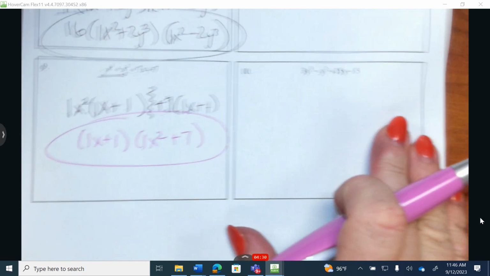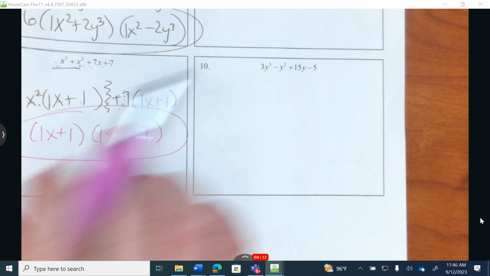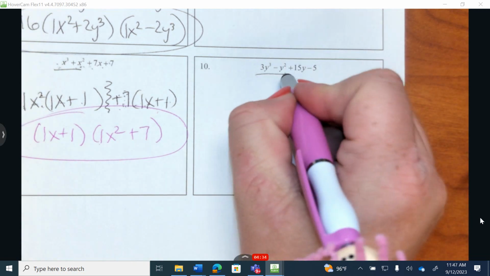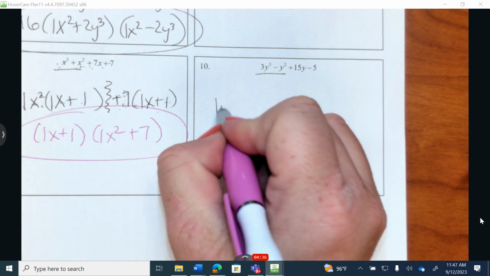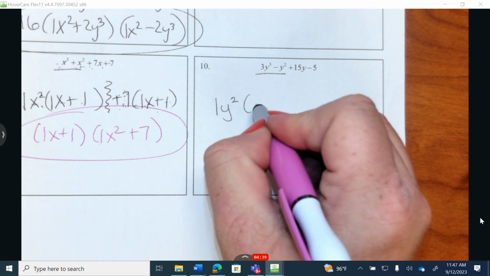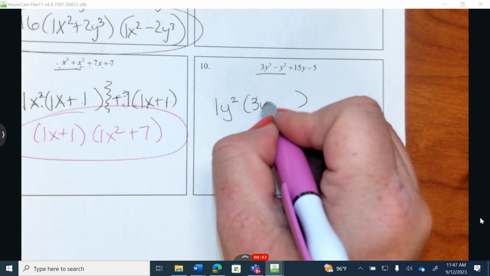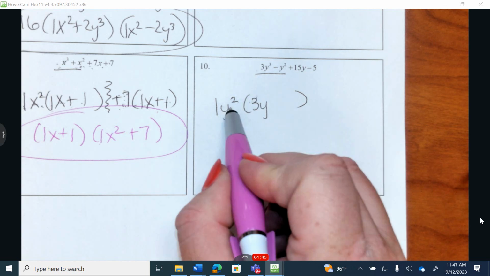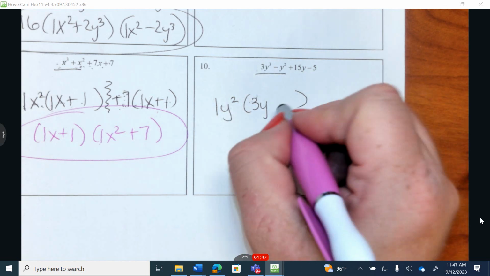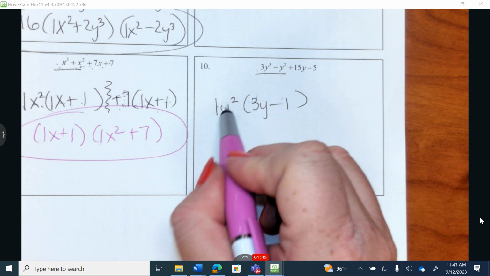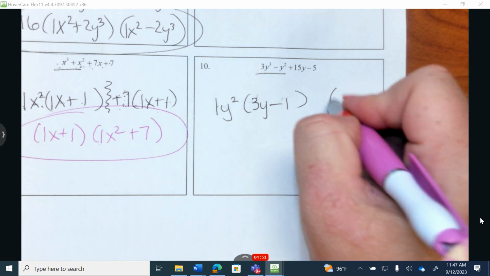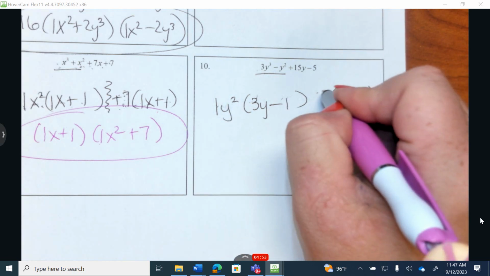Looking on to number 10. On number 10, I look at the first two, and I can factor out only a 1y squared. Inside, when I distribute, I need 3y. 3, and I have 3 y's. Minus 1, negative 1y squared. I'm going to write 3y minus 1 in back with a question mark.